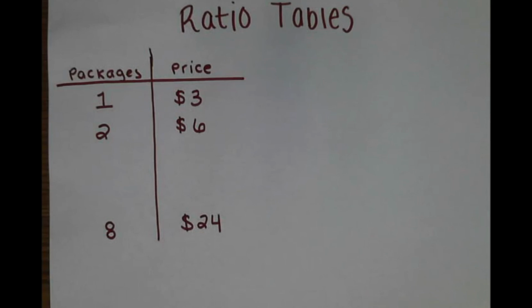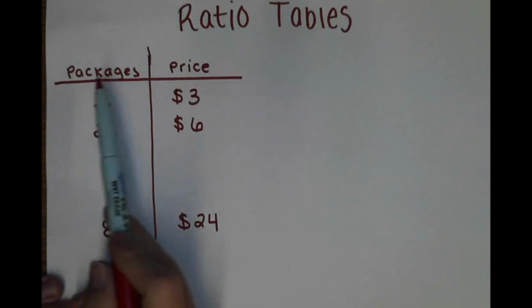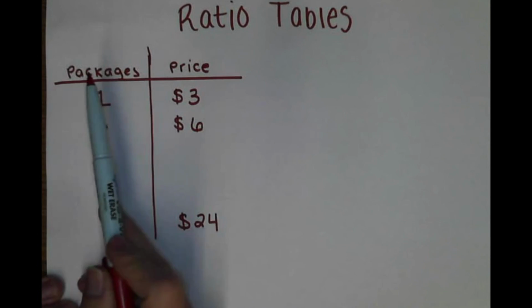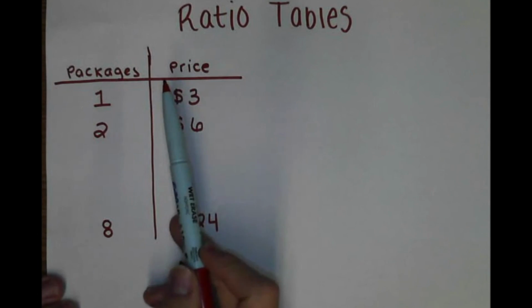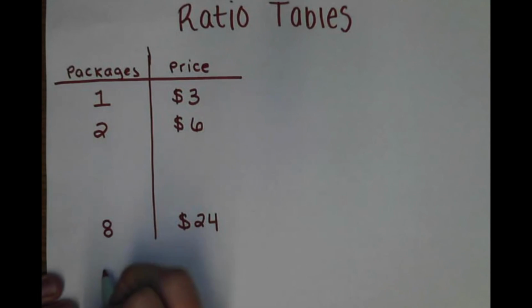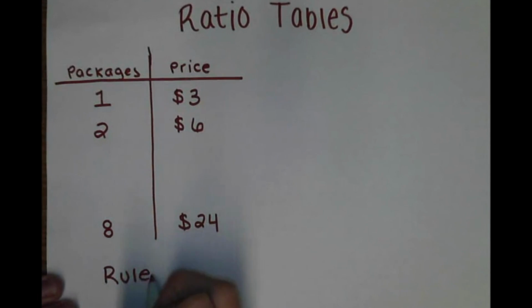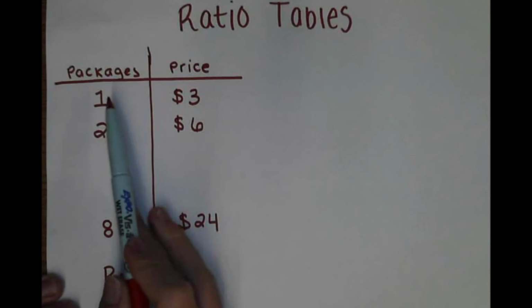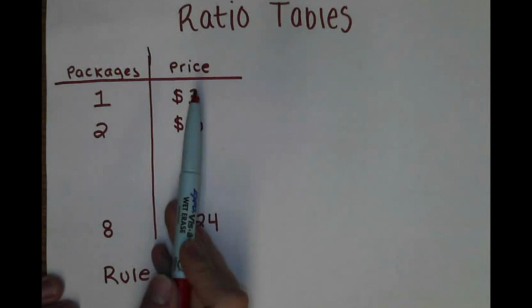Today we saw that ratio tables are like magic number machines. If you put one number in, another one's going to come out. If we look at this ratio table here, we have our two categories. We have our packages, and then each package is going to be a price. We learned that our first step is that we have to find the rule, which is all a rule is what we're multiplying this number by to get to our price.